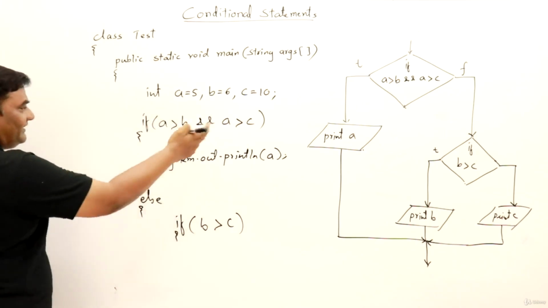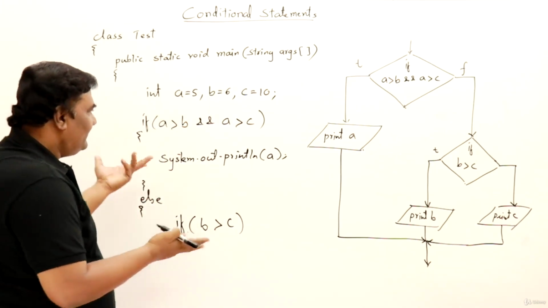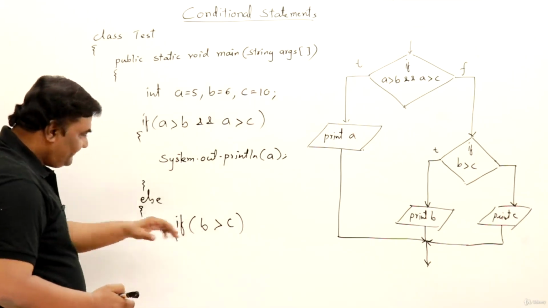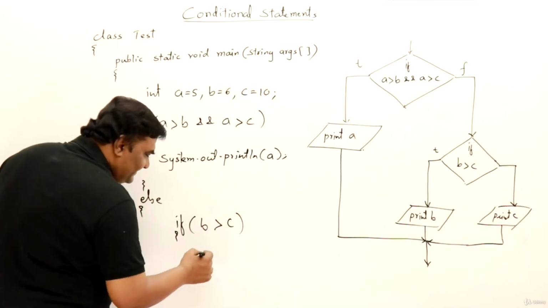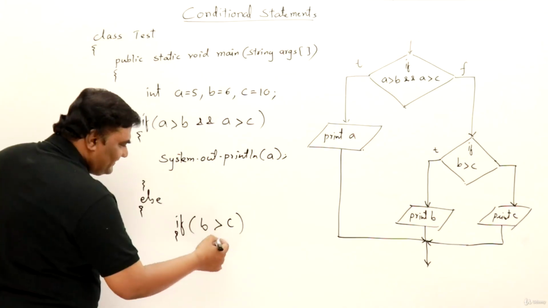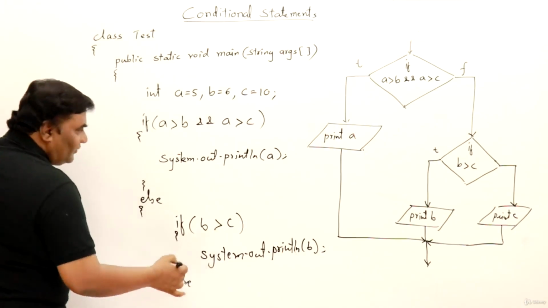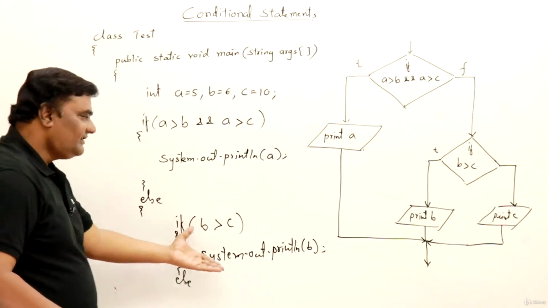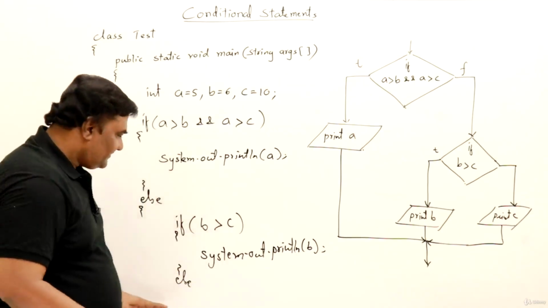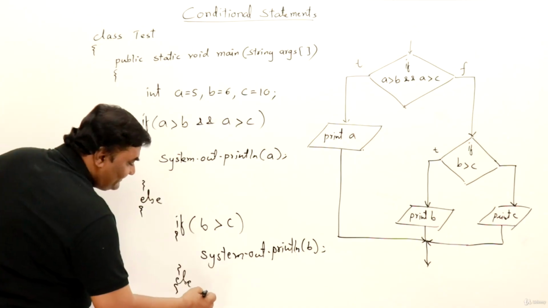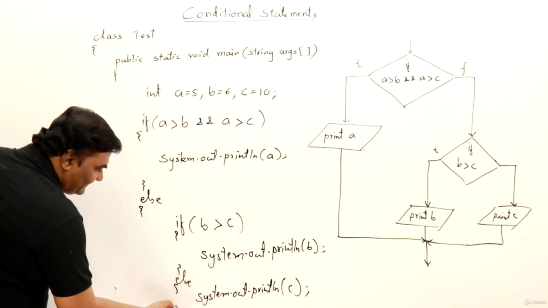See, if a is not greater than b and c, then a is not the greatest. Then who can be greater? Either b or c. So check whether b is greater than c. If b is greater than c, then System.out.println(b), printing b. Else, if a is not greater and b is not greater, definitely c is greater. So at last print c. Here I have to write System.out.println(c). So printing c, that's all.